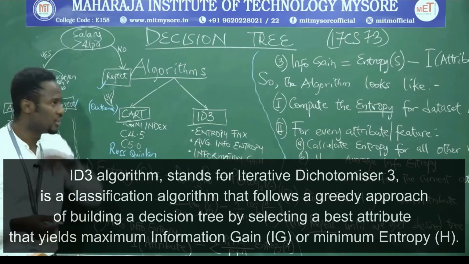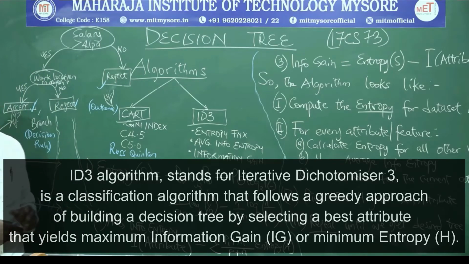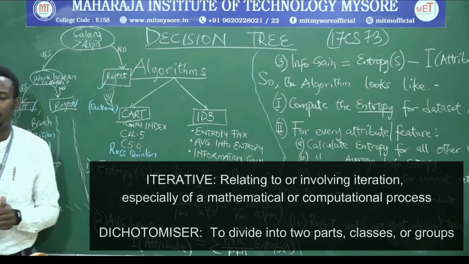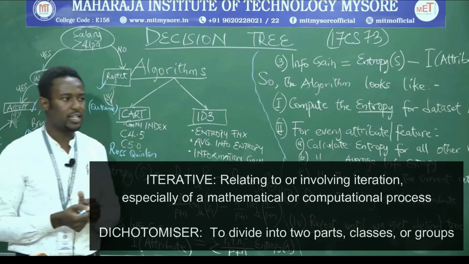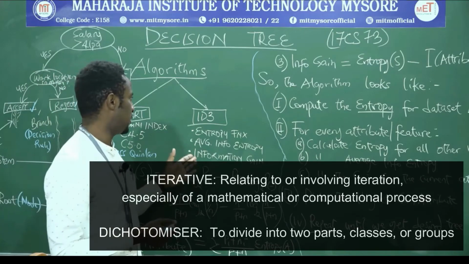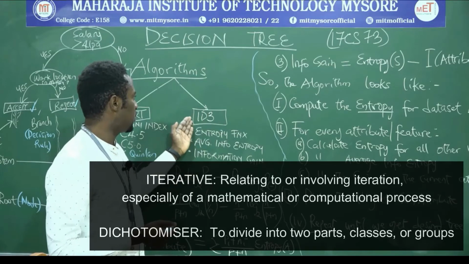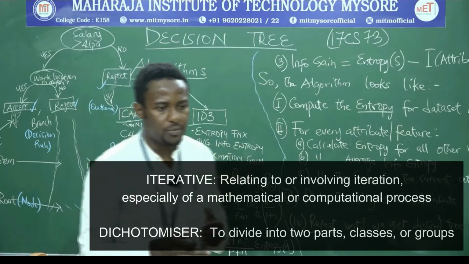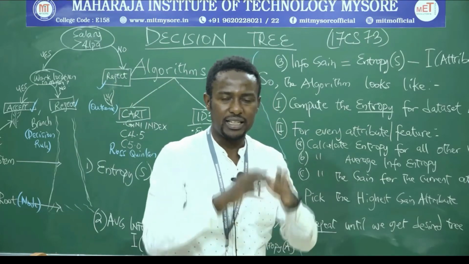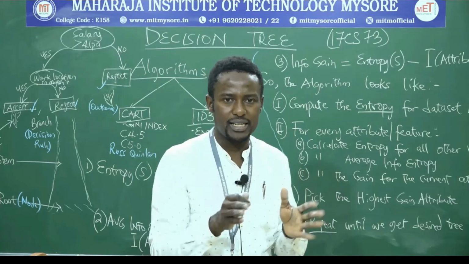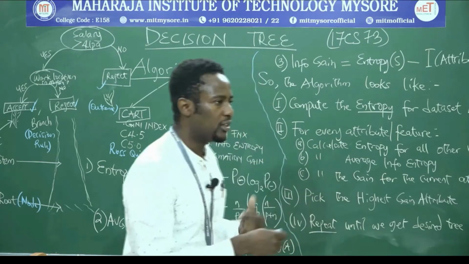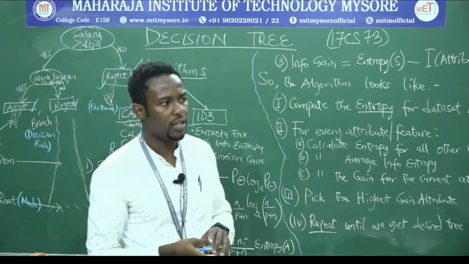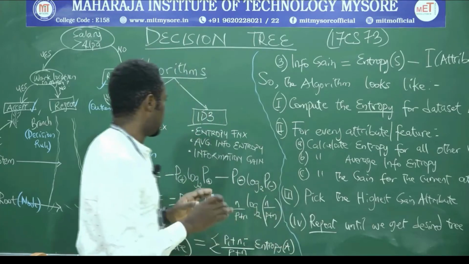So you've written recursive functions, functions that call themselves iteratively. So you see repetition. How about dichotomizer? Here it is a successive division. Iteration means repetition, and dichotomizer is division. So it keeps repeating by dividing the entire data set into subsets and calling the functions until we get a desired tree, or we get the desired pure subset.